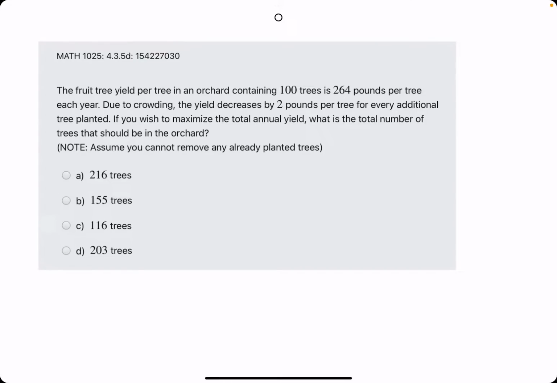Okay. In this problem, they give us some information about a fruit tree orchard, and the biggest thing is I would skip to the last sentence or question where they ask us to find the max or the min of the yield. So what we're going to do is set up a yield equation.